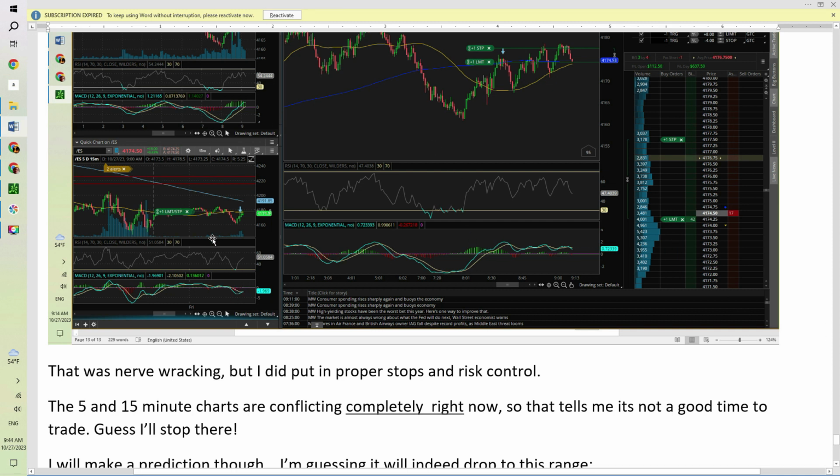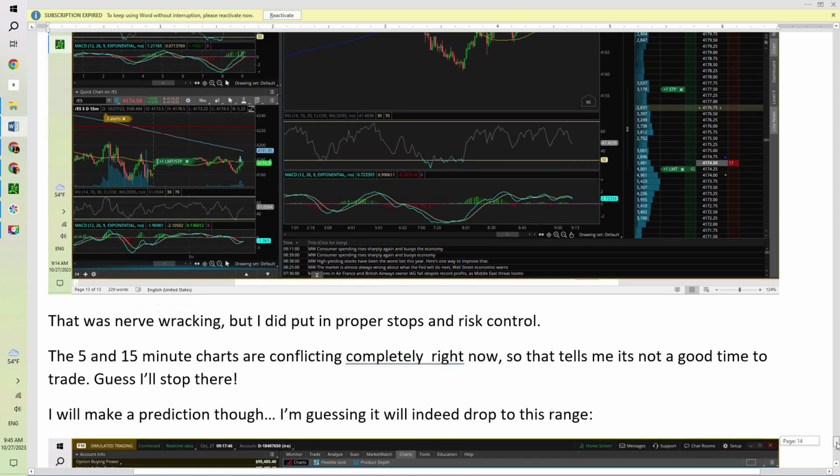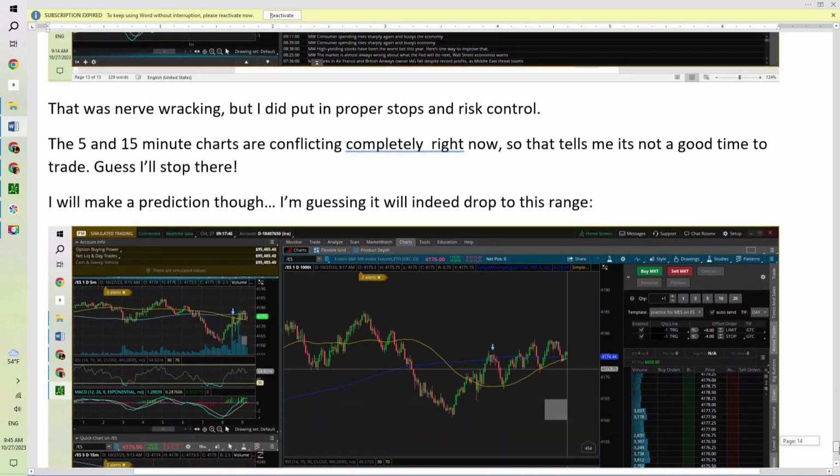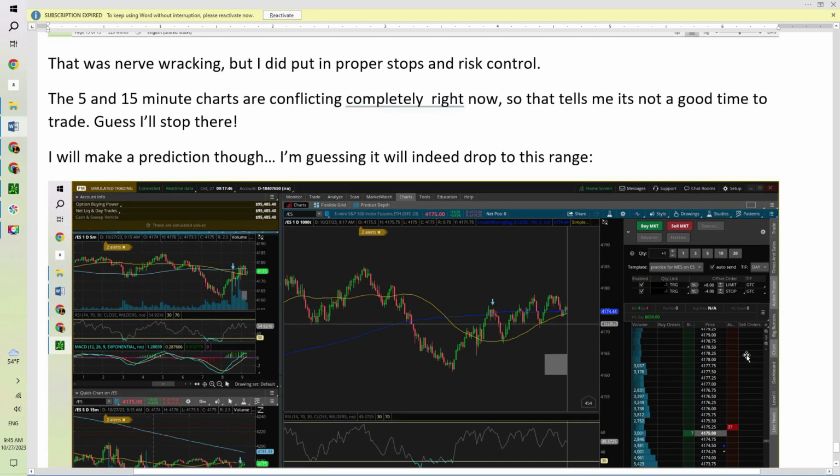All right, so now if you look at the 15 and 5-minute charts, they completely disagree. These two charts right here: this one looks like it's going down. That's the 5-minute chart, shorter term. And this one looks like it's going up. So I would say it's not a good time to trade. I'm happy with where I'm sitting right now at $650 profit with 4 trades, all of them profitable. So that was a good place to stop.